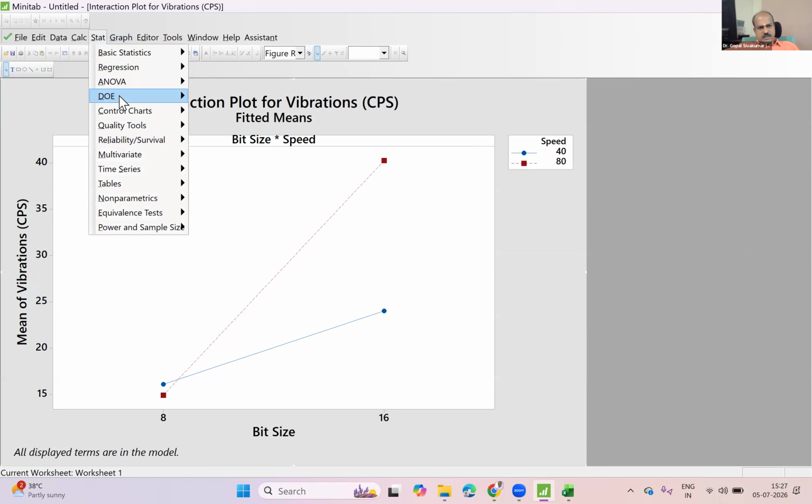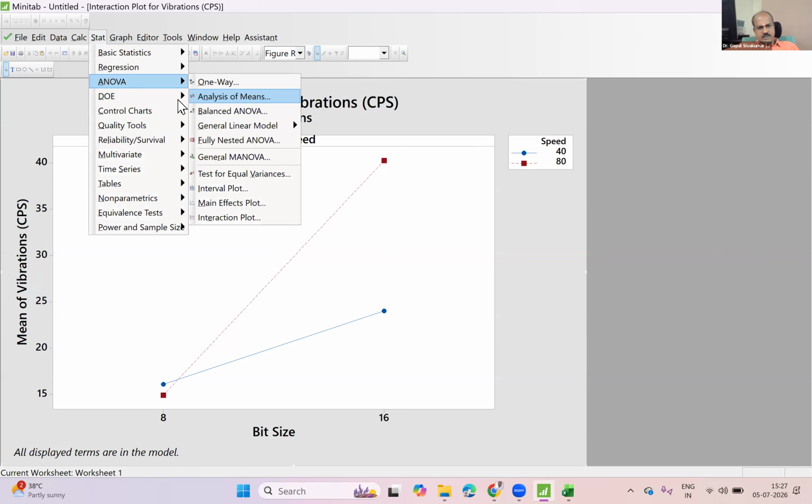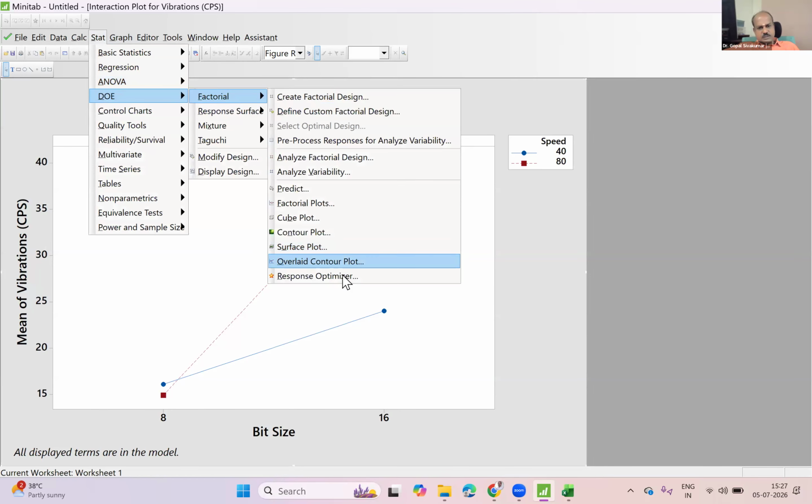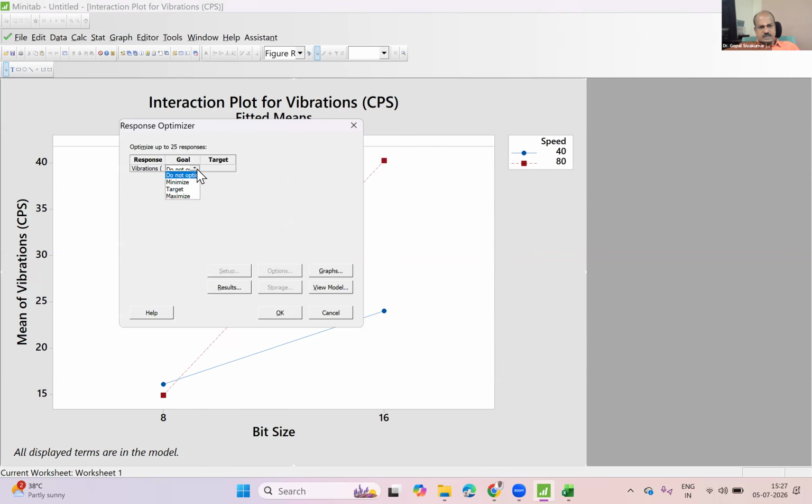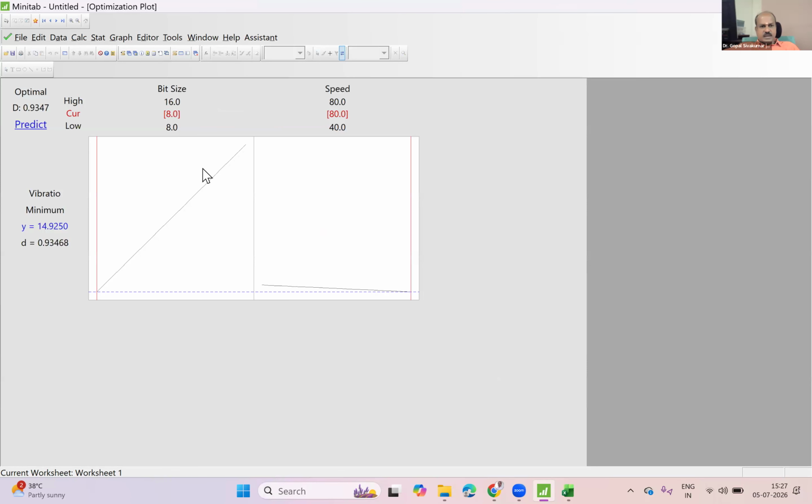So go to Stat, go to DOE, go to Factorial, come to Response Optimizer. That will help you to visualize your result. See here, your target now is vibration minimize. Now you give OK, automatically it will minimize the vibration and give you the reading. See here, 8 and 80 RPM. You have to choose 8 bit size and then 80 RPM speed.